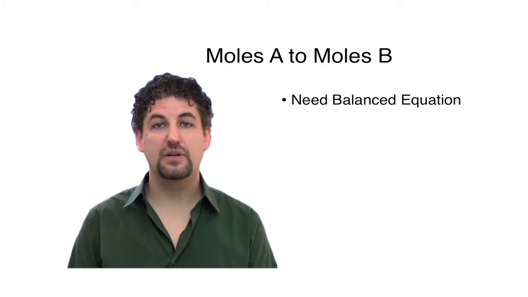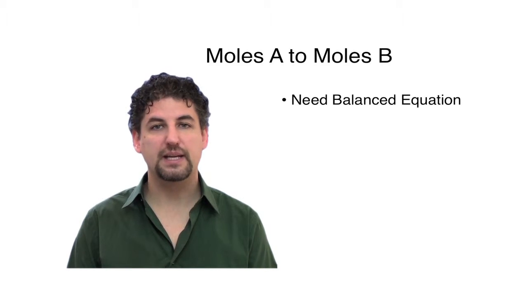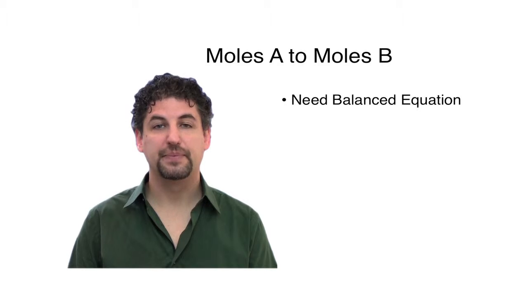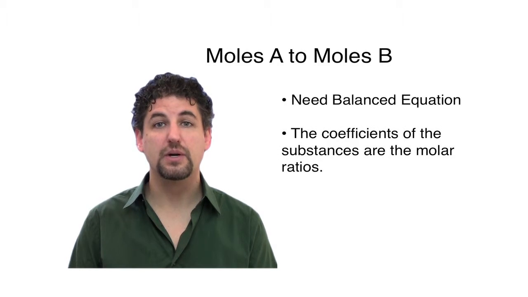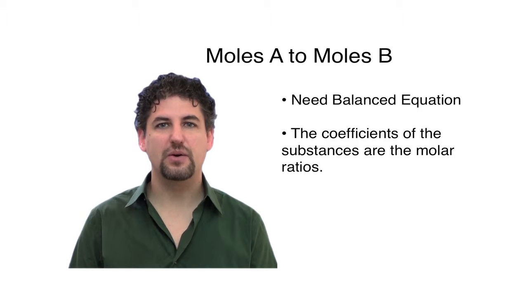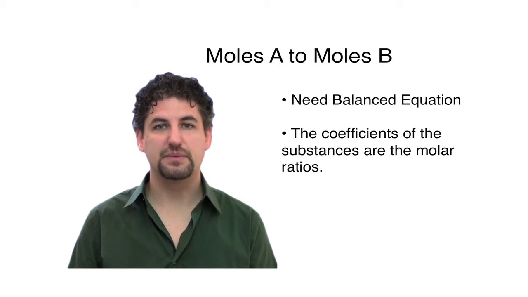Now the next step just involves looking at the coefficients of the substances that are involved. Don't worry if there are more than two substances in the problem. There probably will be, but you really only need to focus on the two that the problem calls for. Those coefficients are the molar ratios, and those are very important because the molar ratios tell you how the proportions work. Kind of like when you're making a cake and you need to know how many cups of flour to how many cups of sugar. That kind of proportion is what I'm talking about. Those are the molar ratios.